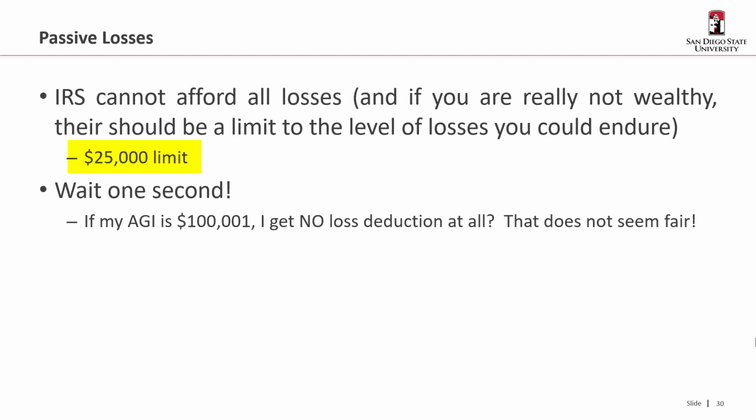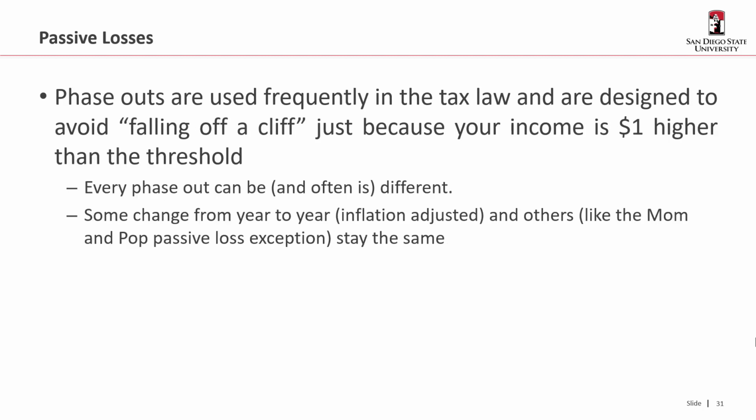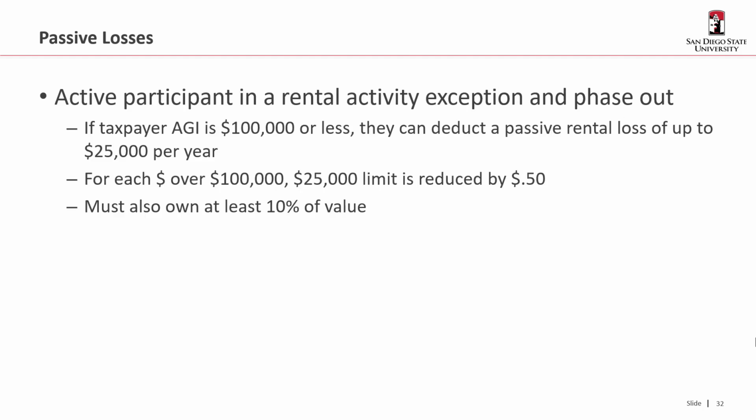But wait another second, if your AGI is just $1 over $100,000, you get no loss deduction at all? Of course not. It's phased out, right? So we've dealt with some phase outs prior to this. This is another one, right? So in order not to fall off that cliff just because your income is $1 higher, there's a phase out on that $25,000 annual limit. So what happens is for every dollar a taxpayer's AGI is over $100,000, the $25,000 limit is reduced by 50 cents.